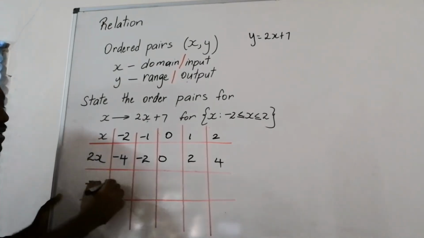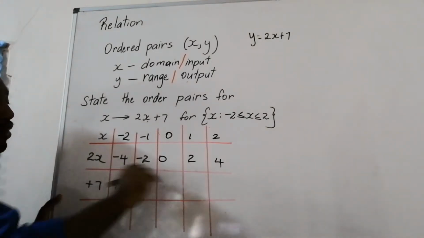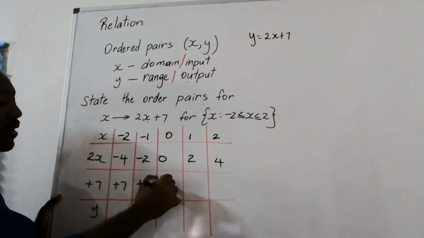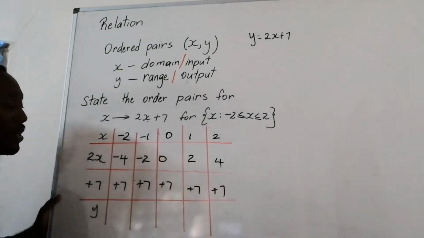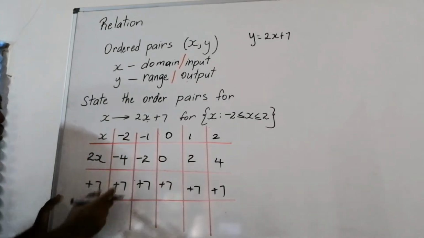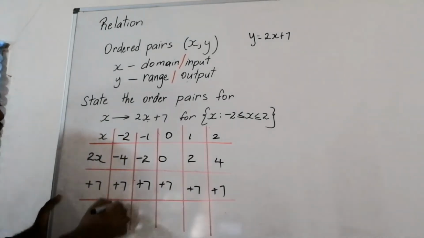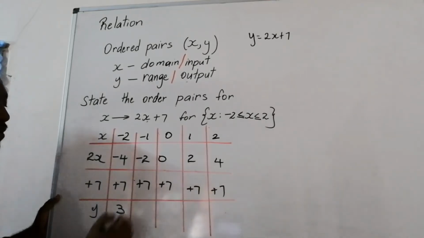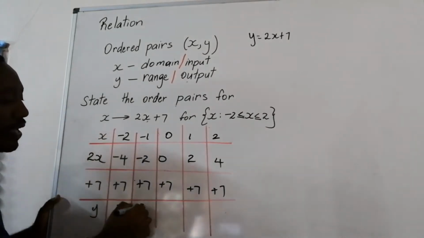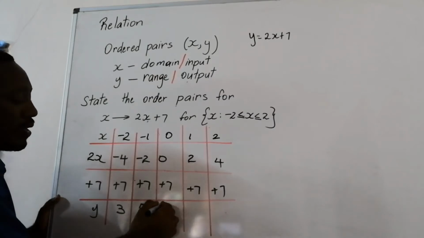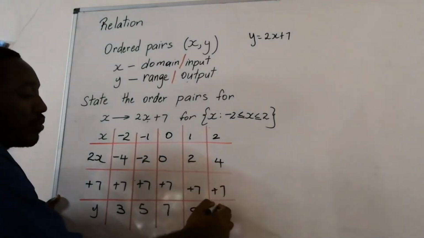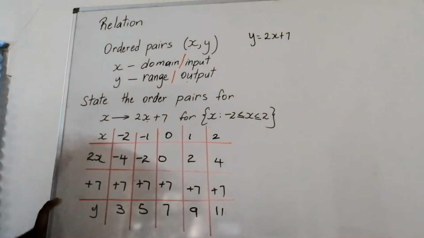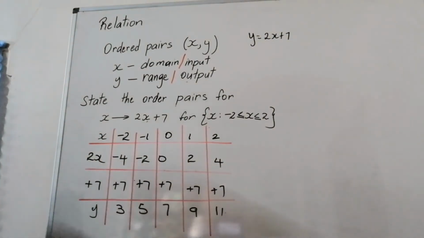And the next part says plus 7. So straight throughout, we add 7. We have -4 plus 7, which will give us 3. -2 plus 7 will give us 5. 0 plus 7 gives us 7. 2 plus 7 is 9. And 4 plus 7 is 11. All right, so we found all our y values.